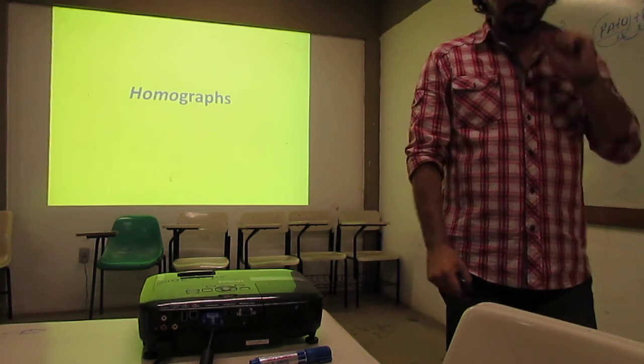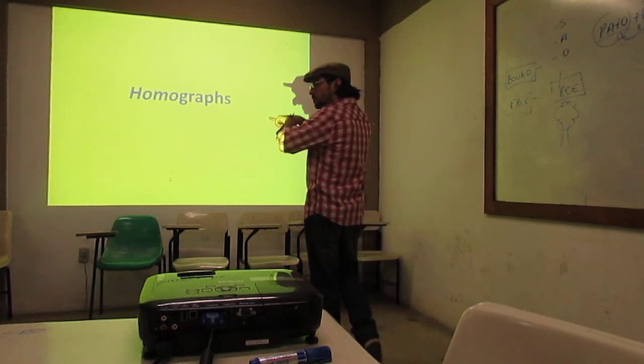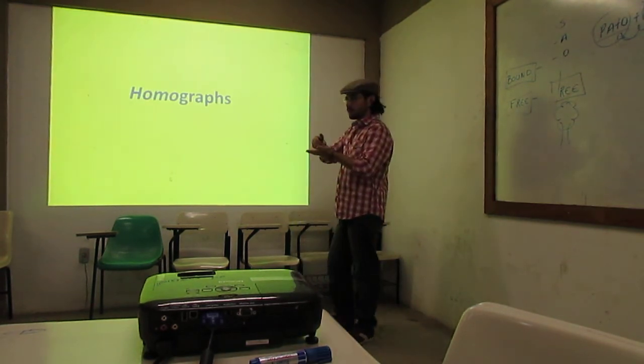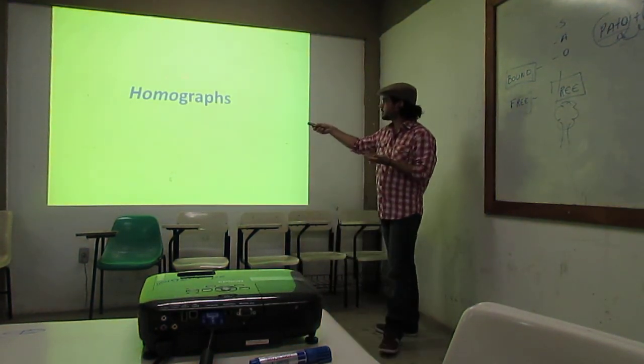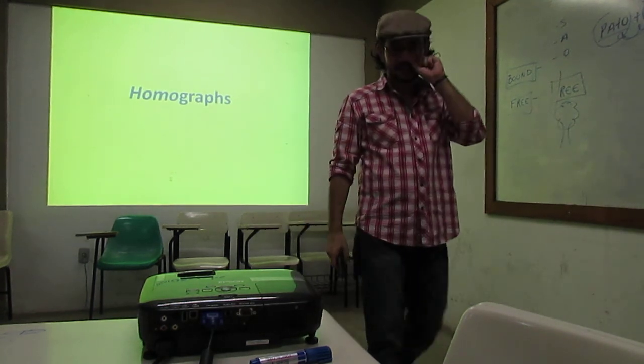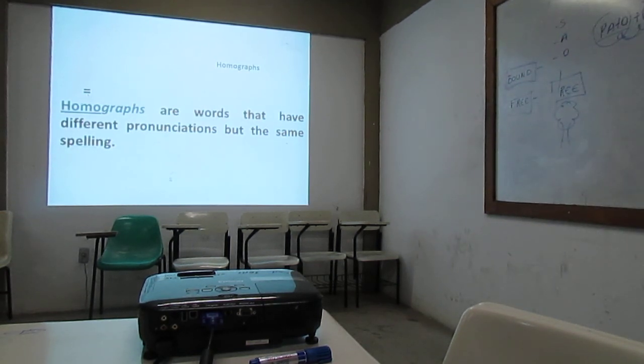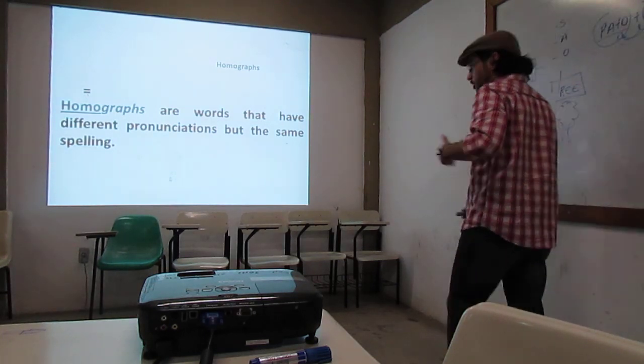Let's see now the homographs. Homographs are easy. Homo means equal, the same. Graph, written form or spelling. Então, same written form. Mesmo escrito igual, né? Então vai entender que escreve igual. Ok, homographs. Homographs are words that have different pronunciations but the same spelling or written form.